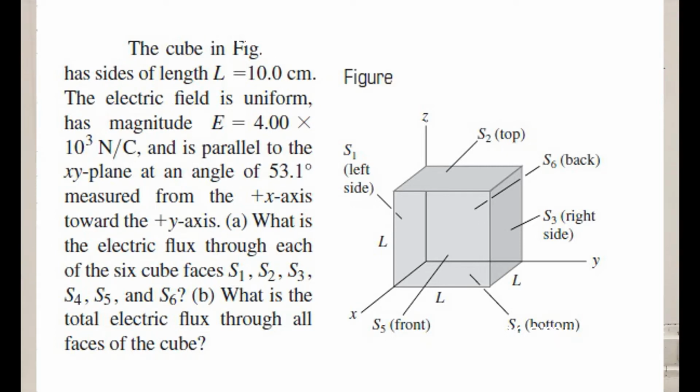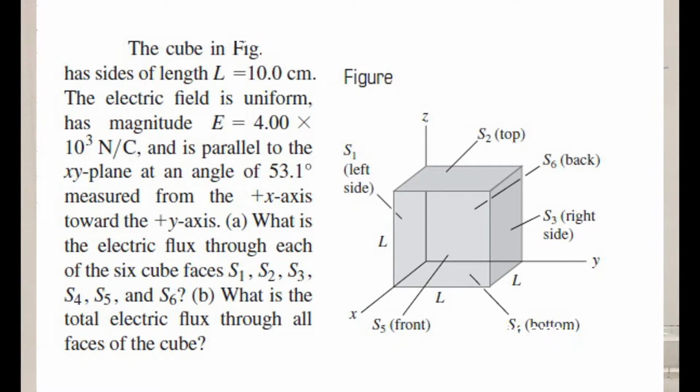The cube in the figure has sides of length L equal to 10 centimeters. The electric field is uniform, has magnitude E equal to 4 × 10^3 Newton per Coulomb, and is parallel to the xy plane at an angle of 53.1 degrees measured from the positive x-axis towards the positive y-axis.